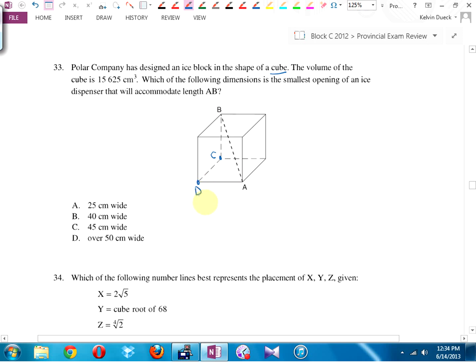And one more thing. What did you say this shape was? Whoever it is, turn their phone off. What did you say? Cube?